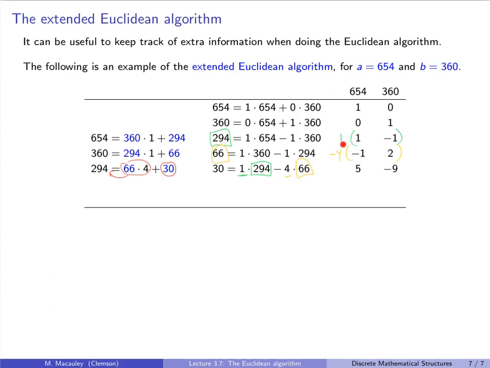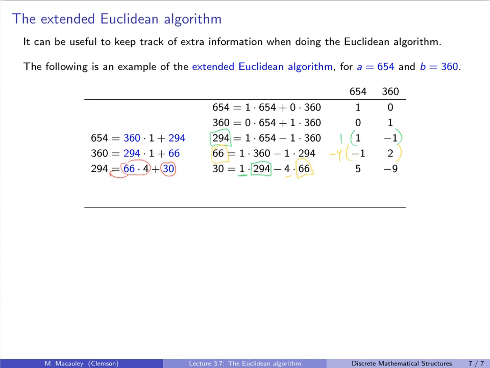1 minus 4 times this row, not negative 4, is 1 times 1 plus negative 4 times negative 1, which is 5. And similarly, 1 times negative 1 in the second column is negative 1 plus negative 4 times 2 is negative 8. So that's negative 1 minus 8 is negative 9.